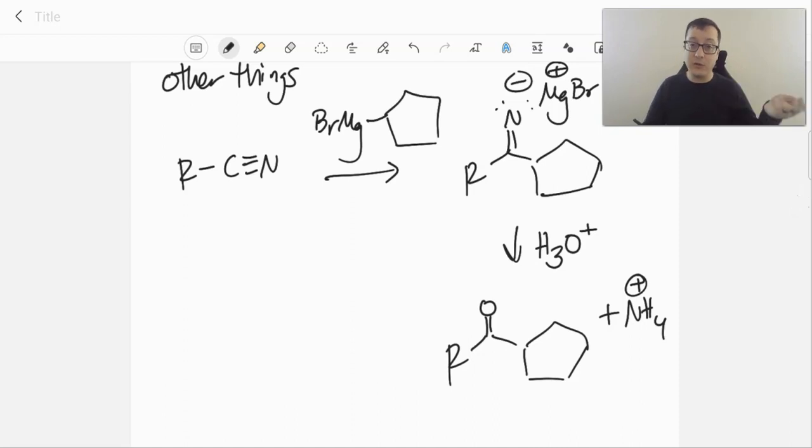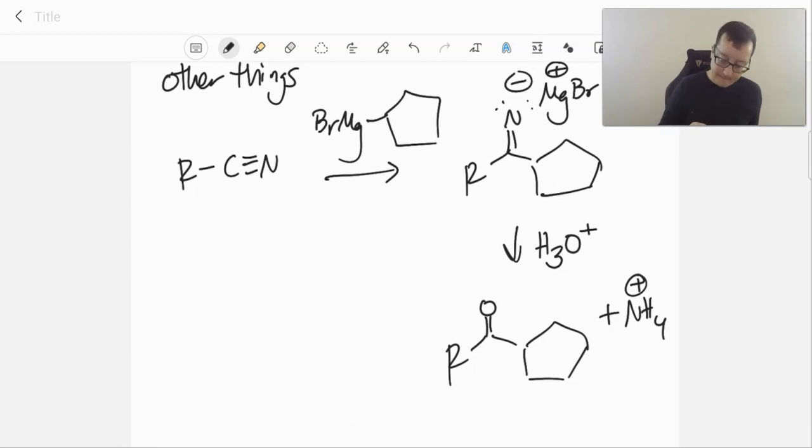So Grignards go through two steps. First step, the Grignard attacks. You end up with the negatively charged iminium, or iminial ion, I guess, anion, stabilized by the positive magnesium. Upon aqueous acid workup, that turns you into a carbonyl instead, and so you end up with the ketone.